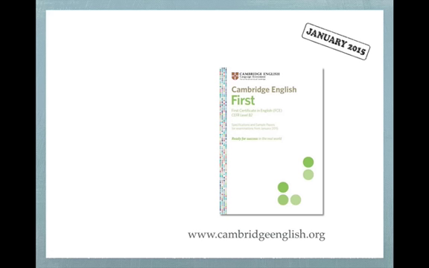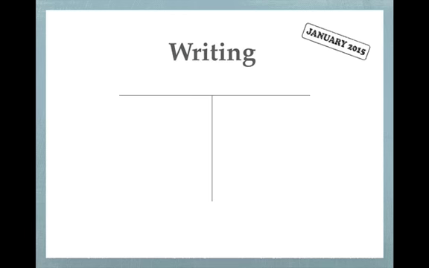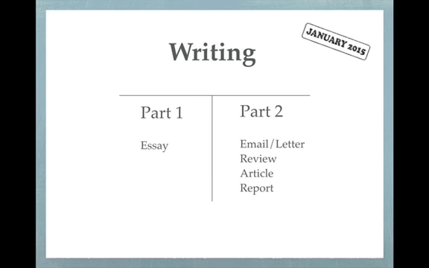The updated Cambridge English First or FCE exam launches in 2015. My name's Peter Travis from Flo-Joe, and in this video we're looking at Paper 2, the writing paper. The writing paper consists of two parts, Part 1 and Part 2. Part 1 is a compulsory essay question, whilst Part 2 offers you a choice of task types: an email or a letter, a review, an article or a report, and you have to choose one from a list of three questions. Let's look at some sample questions from the Cambridge English First Handbook.